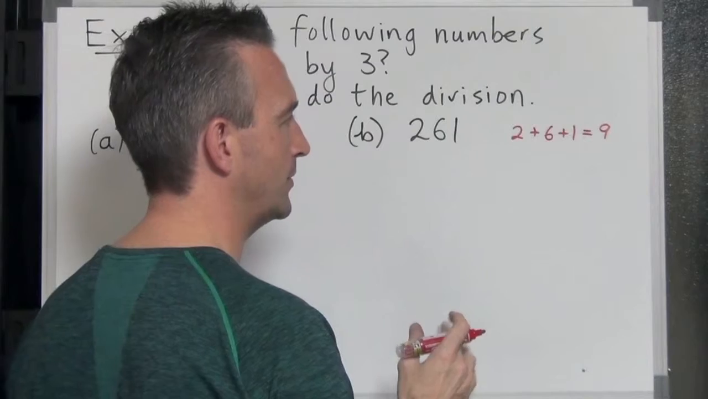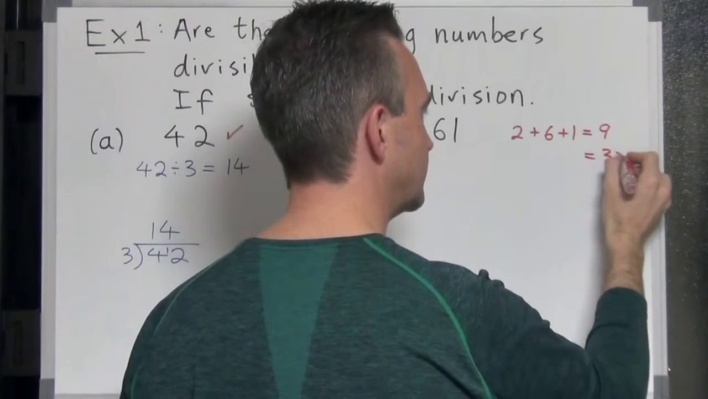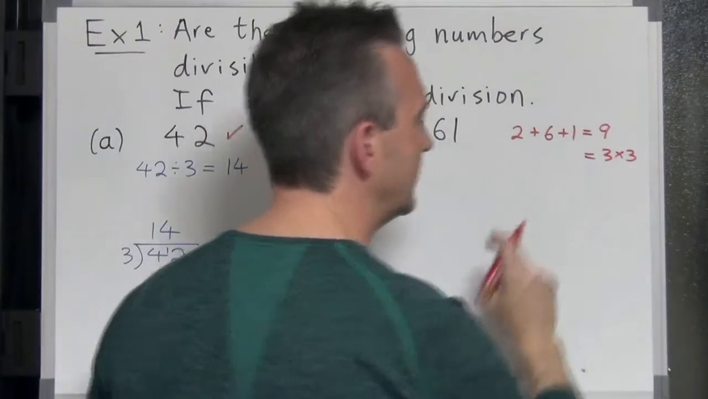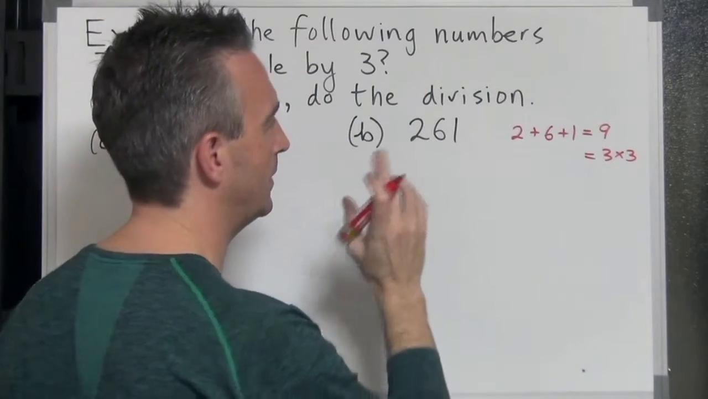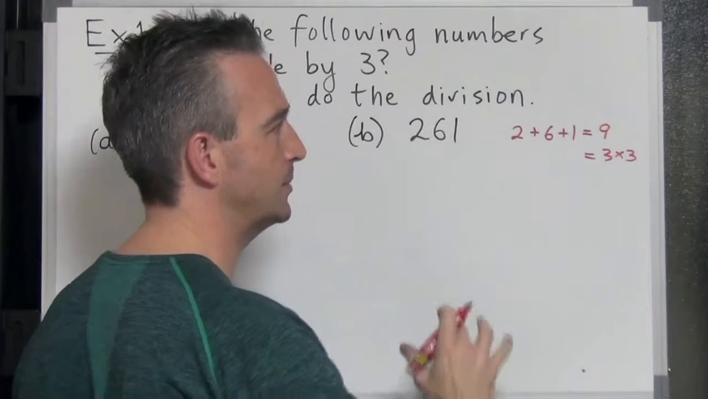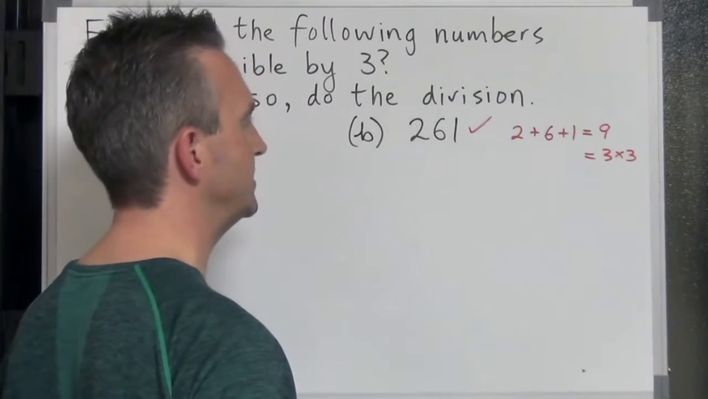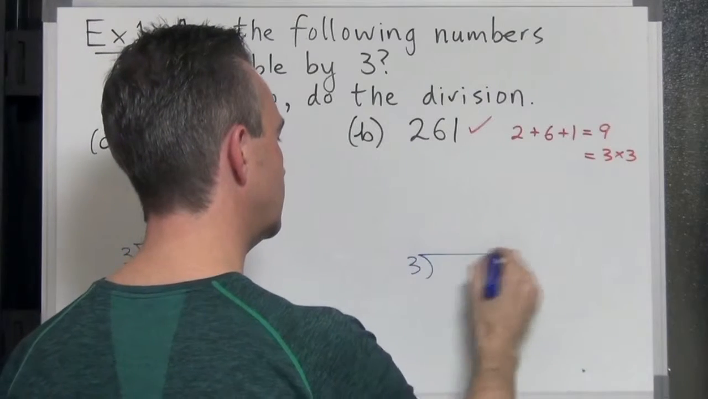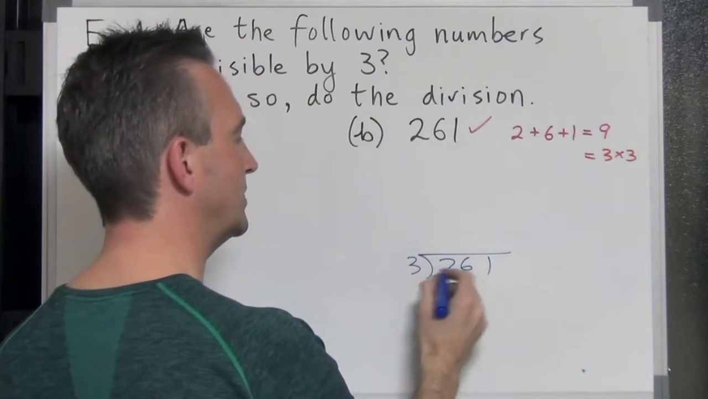Is 9 divisible by 3? Yes, it is. That is 3 times 3. Okay, so once again, the numbers add to 9. Okay, that doesn't mean the original number is divisible by 9. It's only a divisibility test by 3. So yes, 261 is divisible by 3. Well, let's do the division. 3 into 261. 3 goes into 2. Can't do.